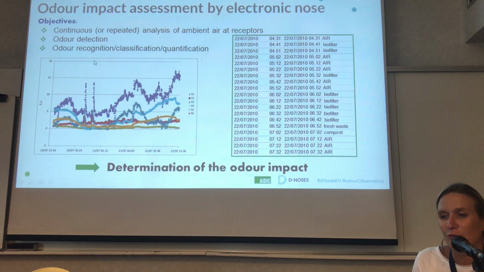Ideally, electronic noses should be able to continuously or repeatedly analyze the ambient air directly at receptors, so at the homes of the people that are complaining about odor, to detect if the odor is present or not, first of all, and if they're trained well enough, also to recognize the odor, and so to classify it, for example to recognize if it's the odor from a biofilter or if it's the odor from fresh waste. In cases in which you have multiple sources, you can have an electronic nose capable of recognizing if the odor is coming from a wastewater treatment plant or from livestock, for example. So not only detecting the odor, but also recognizing it.